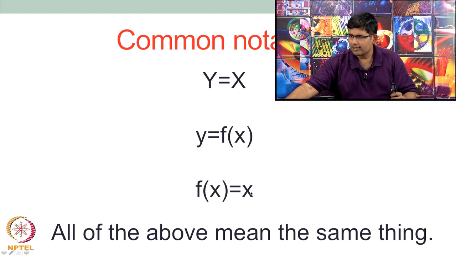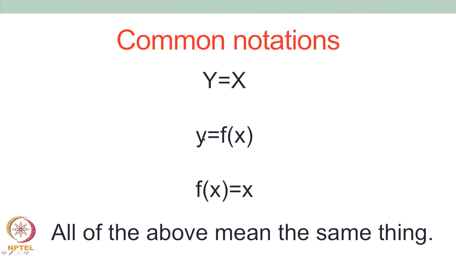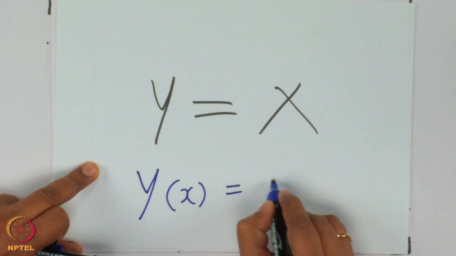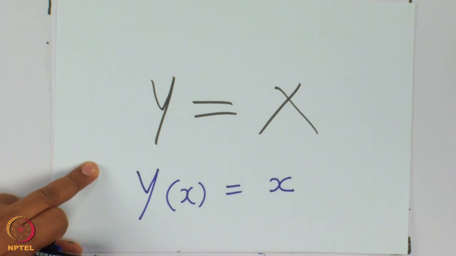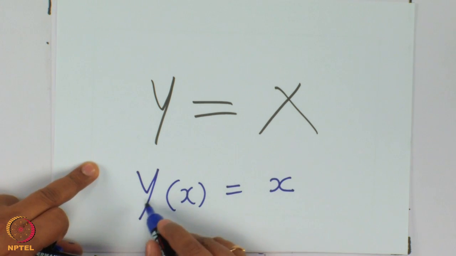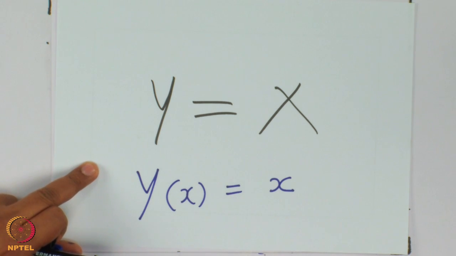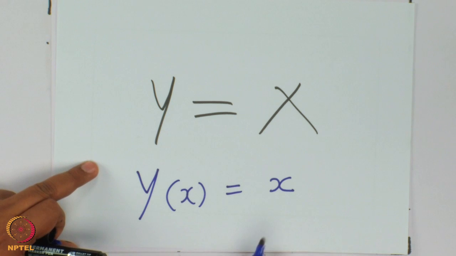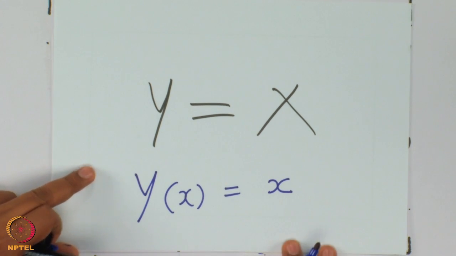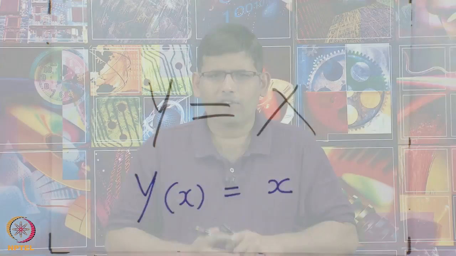So, f of x equal to x is exactly the same as y is equal to x, and in some places you would also see y of x is equal to x. All of this would mean the same thing. This means that y is a function of x and that function is x. That is what it typically means. So, all of this implies the same thing. So, this is the simplest thing you can think of.